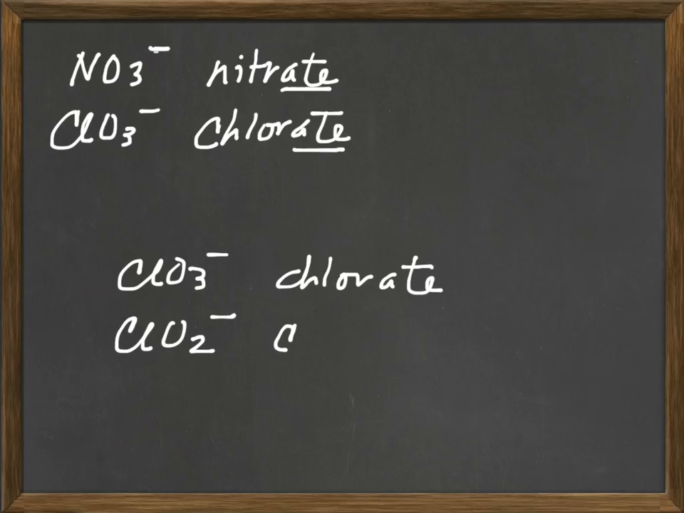This one is chlorite. What's the difference between Bud and Bud Light? Less calories, right? Bud Light has fewer calories. Chlorite has fewer oxygens than the regular chlorate. Does that make any sense? It's the light version, -ite. Chlorate, you just memorize that one. You already did that. Chlorite, same charge, one less oxygen.